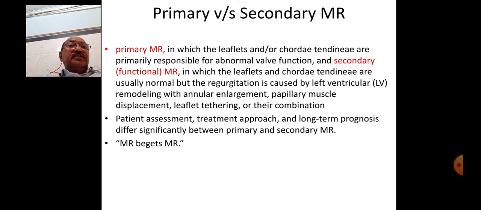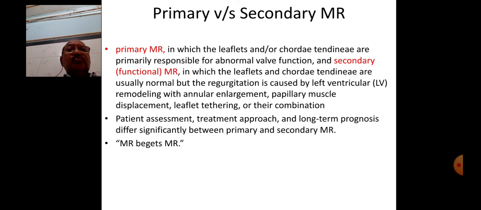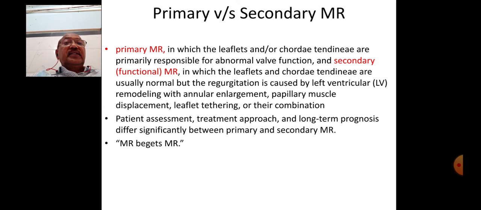Patient assessment, treatment approach, and long-term prognosis differ significantly between primary and secondary MR. And one has to remember MR begets MR, meaning MR leading to LV dilatation, which leads to annular dilatation, which will produce more MR. So that's why it is called MR begets MR.